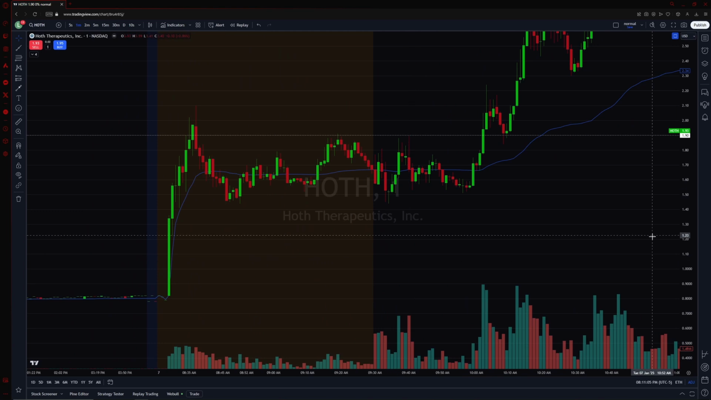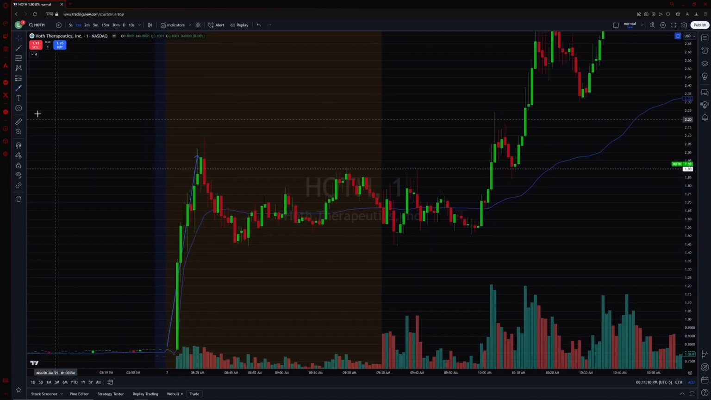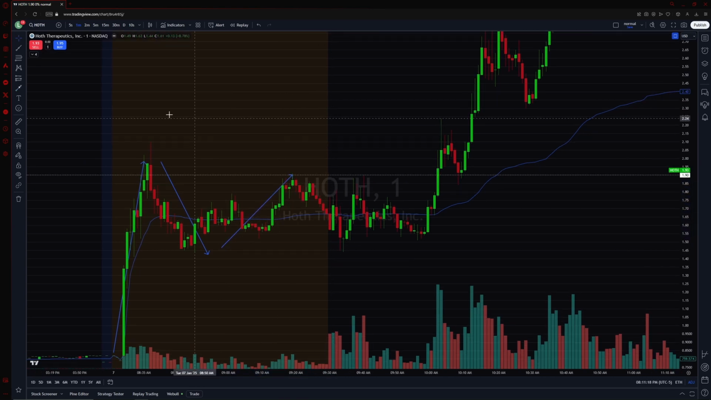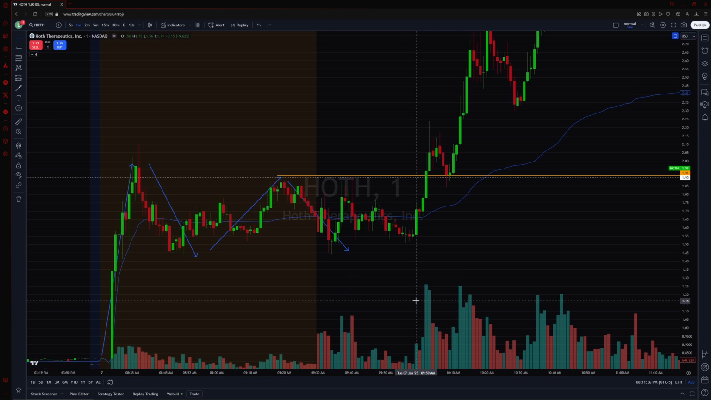Using Hoth as an example here, we have the leg up again, like I mentioned. We have a leg down. We have some kind of excessive distension, and the idea is we go up, and then we want to see the fade down, but we don't end up getting it. So if we're looking for the continuation higher, then we want to see something like this right here break.